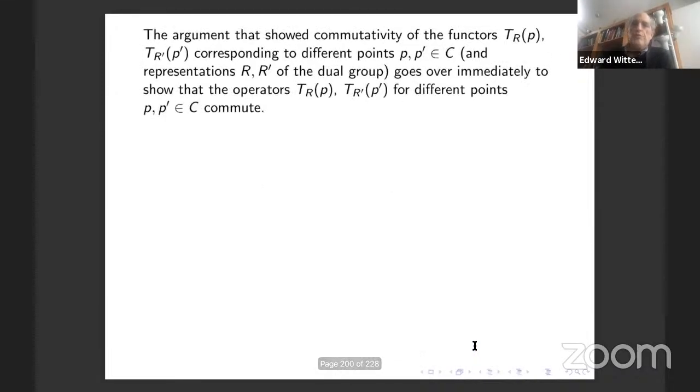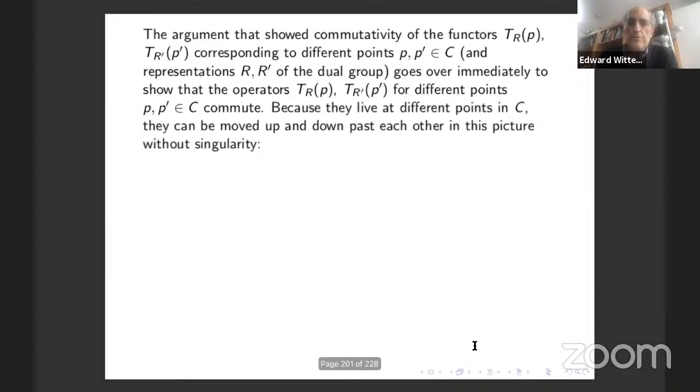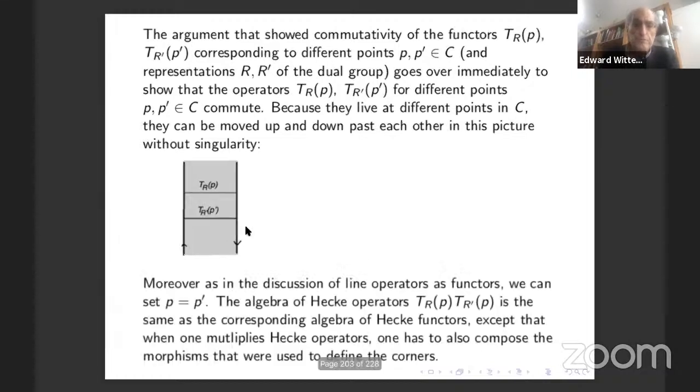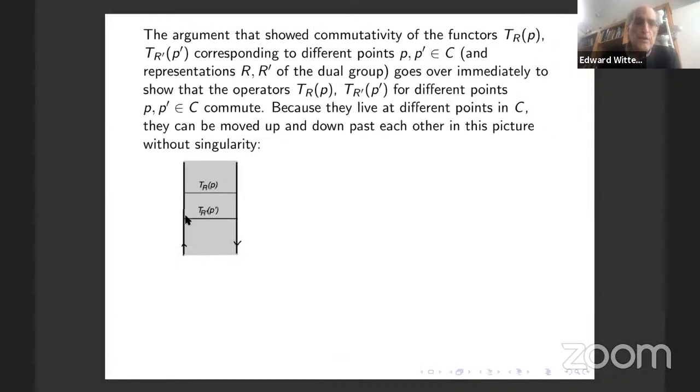So I explained before that line operators regarded as functors commute, but the same type of argument shows that line operators used as ordinary operators also commute. Because they live at different points in C, they can be moved up and down past each other in this picture without a singularity. So in this picture, two line operators are used to define ordinary operators on now a Hilbert space, not on a category, and they commute for the same reason as before. Since they live at different points in the two manifold that isn't drawn, they can be freely moved up and down past each other without singularity.